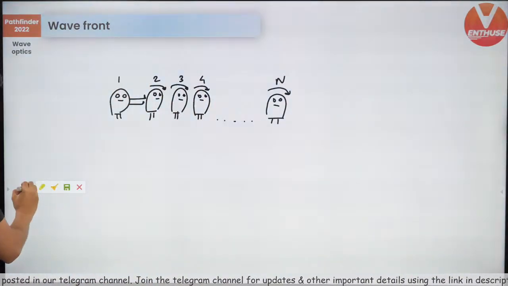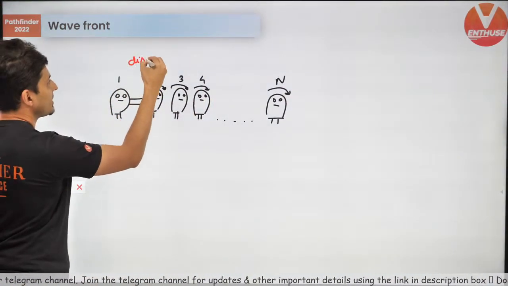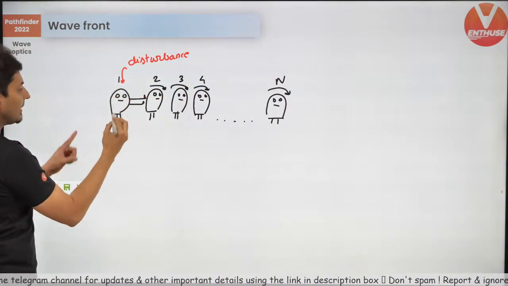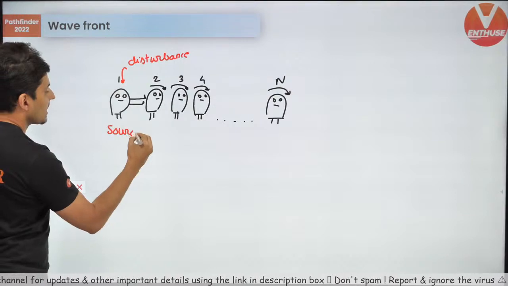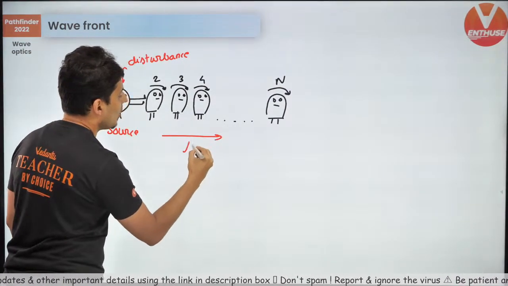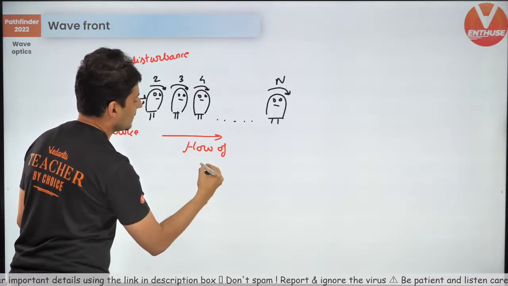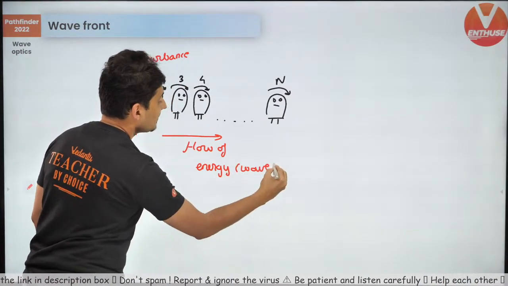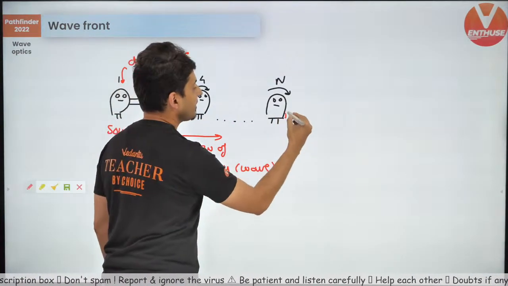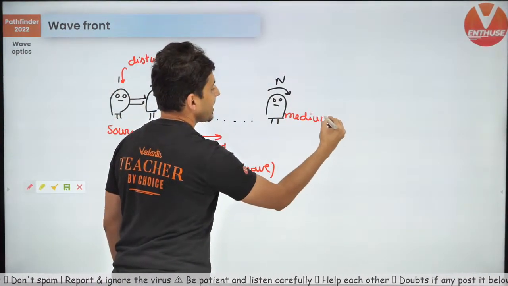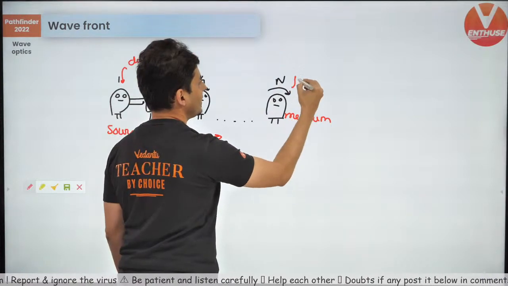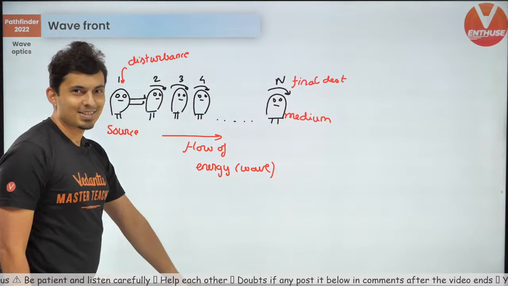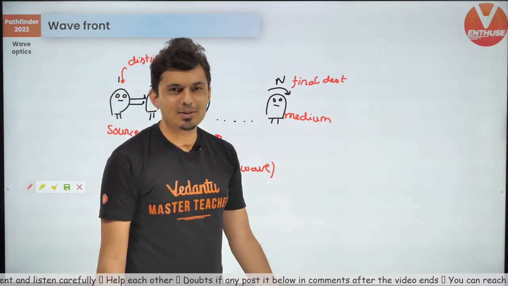I hope you can see that. So there was some disturbance which was created over here. That means this guy is the source, and there was flow of energy. That is nothing but a wave. And these Pandus are nothing but the medium, and this is the final destination where the energy reaches. This is exactly what happens in waves.